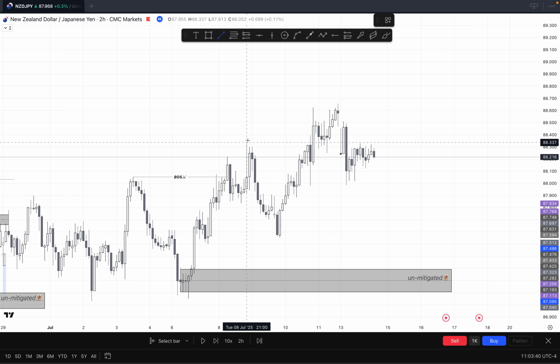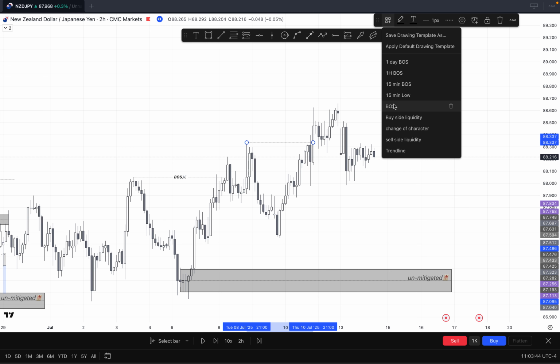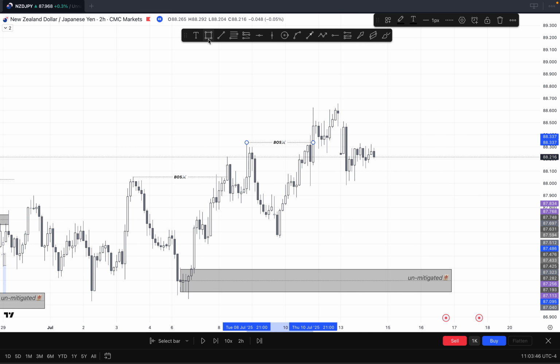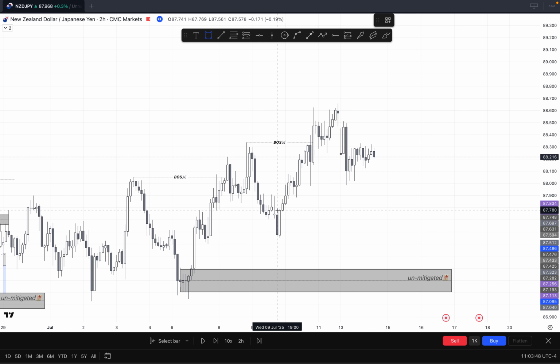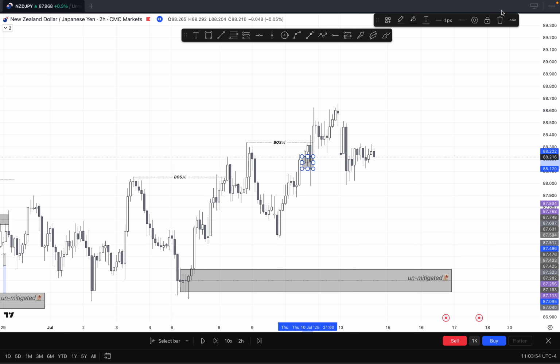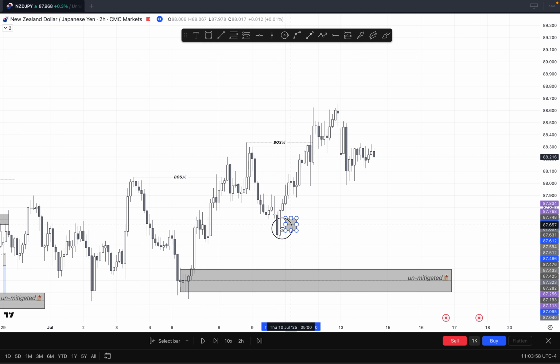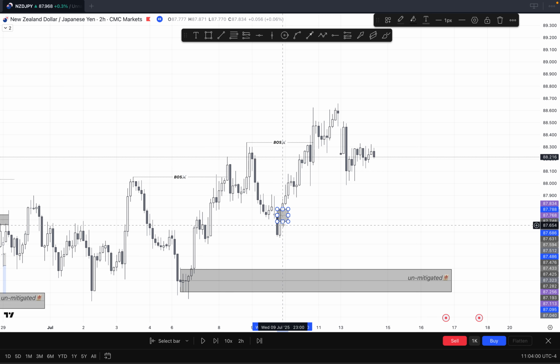Then we would have a breaker structure here. We have an order block. You have an order block here that's been mitigated. I won't mark it out because I don't want it to be crowded. And I have one here.